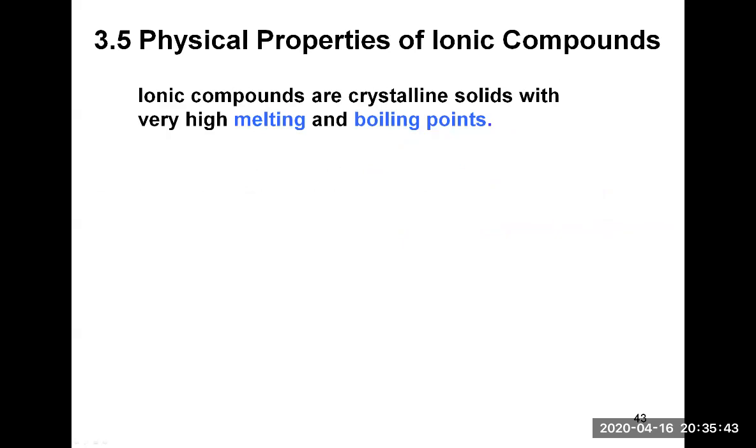So section 3.5 on physical properties of ionic compounds. Ionic compounds at room temperature are crystalline solids with very high melting points and boiling points. So they are solid and they form regular crystals. And so it's very difficult to melt them, and it would be even more difficult to bring them into a gas phase.